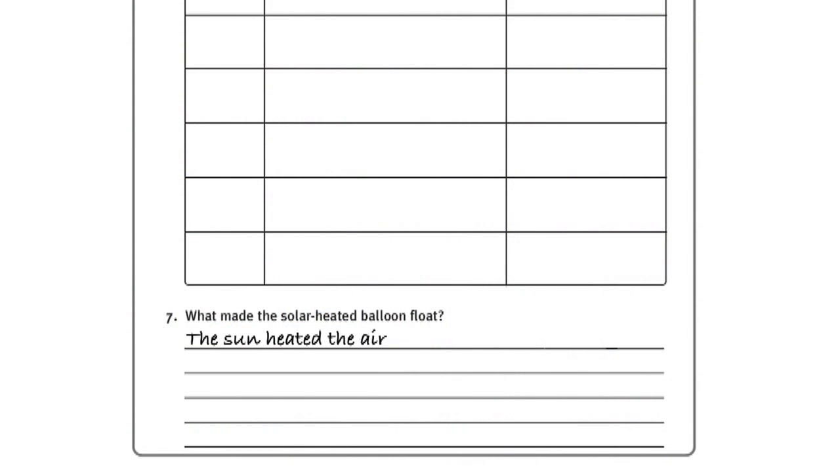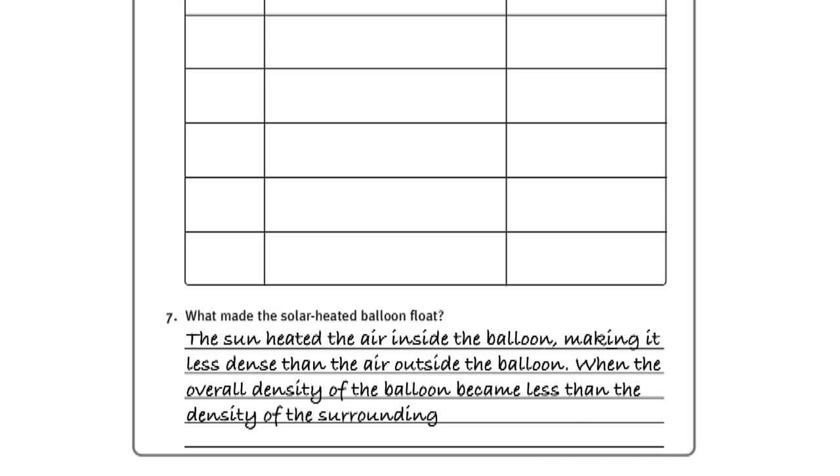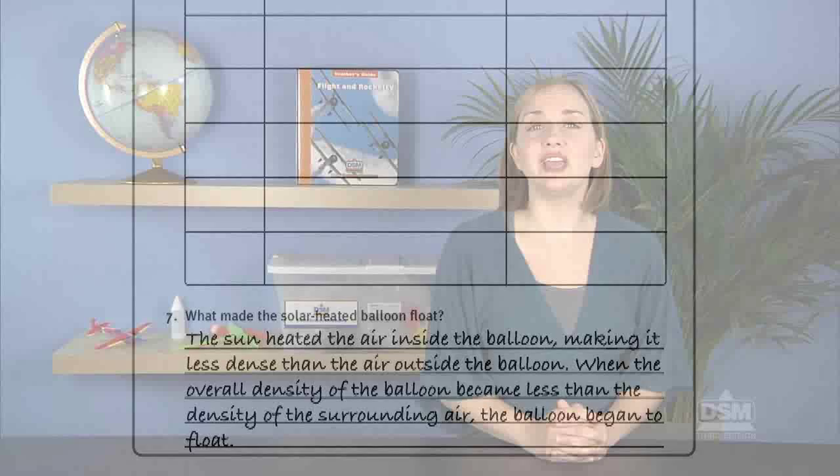After an hour, retrieve the balloon and ask students, what made this balloon float? The sunlight warmed the air inside the balloon, causing it to become less dense. When the density of the balloon became less than the density of the air surrounding the balloon, the craft became lighter than air and was able to float.